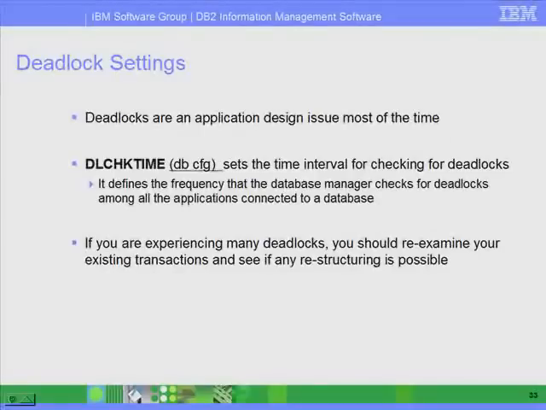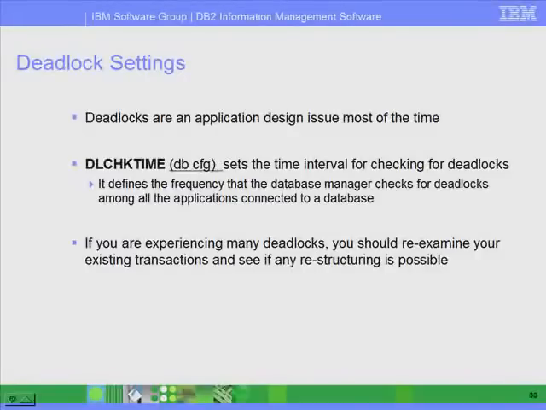Deadlocks in DB2 are managed by the deadlock check time configuration parameter. What DB2 does when there's a deadlock is use an internal algorithm to pick one of the two applications that are causing the deadlock, and then it says, okay, based on my internal algorithm, you are going to roll back, and you, the other one, are going to be allowed to continue.